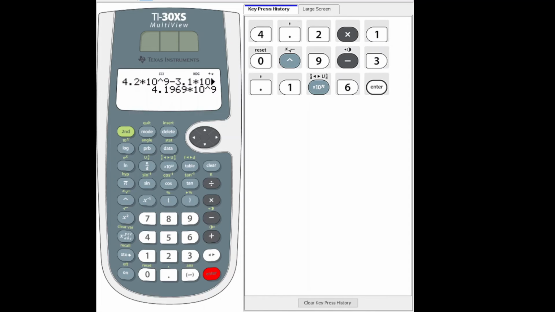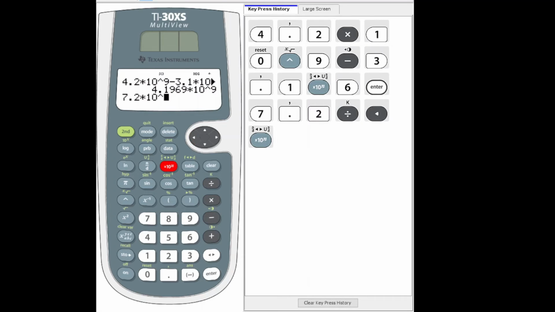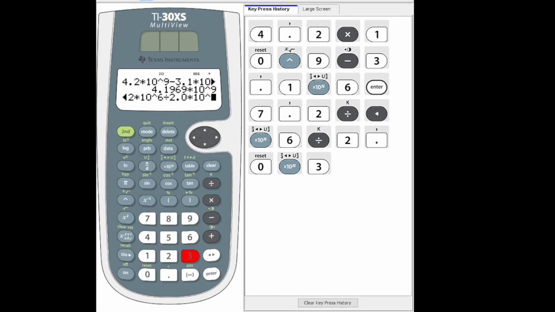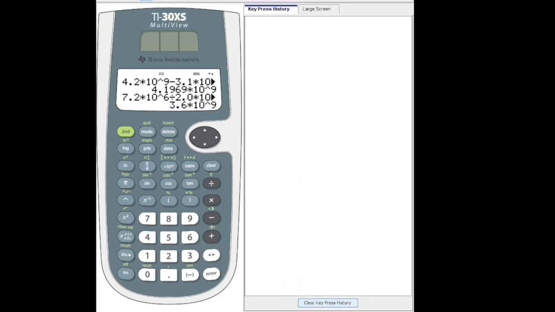So now let's see what happens when we try to divide two numbers in scientific notation. If we do 7.2 times 10 to the power of 6, and we try dividing by 2.0 times 10 to the power of 3, notice how this gives us an answer that doesn't make sense. 3.6 times 10 to the 9. That's because we didn't include parentheses.